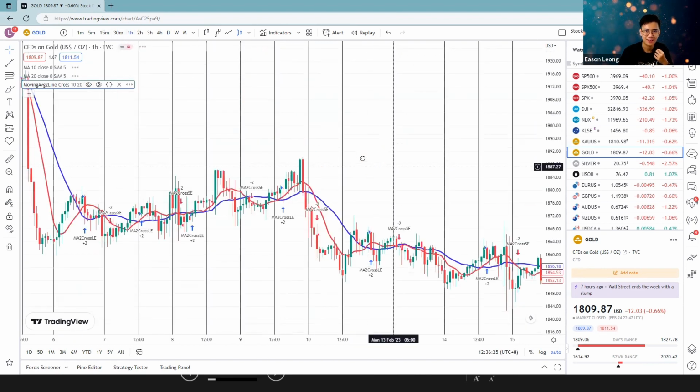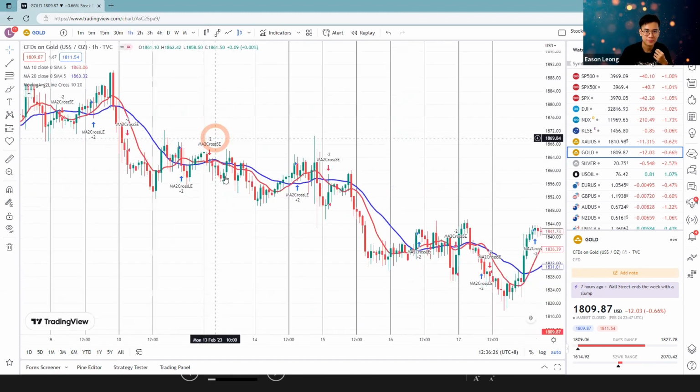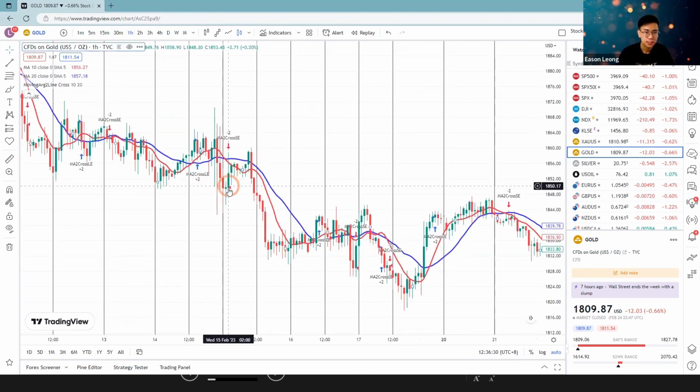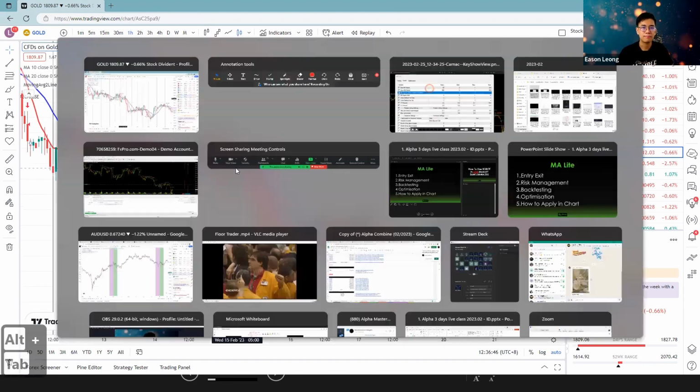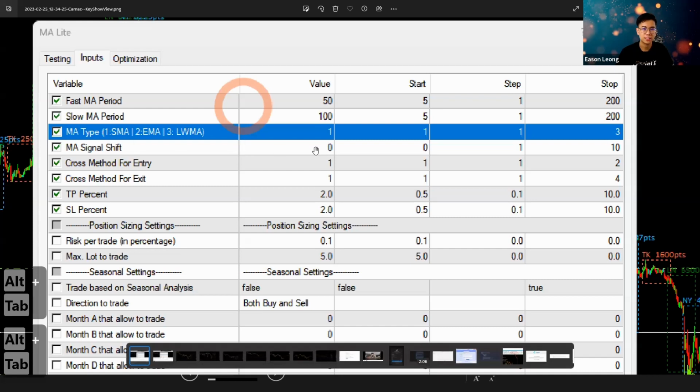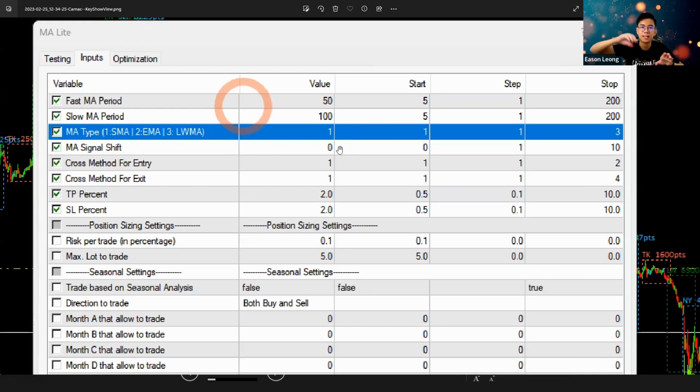Let me first search for another example. Okay, this one. You see, it crossed down, it made a sell. Pretty good. But suppose that it should wait for the pullback, right? So instead of selling here, we ask the signal to wait for 3 candlesticks, meaning 1, 2, 3. Only here do you enter. So that is the purpose of the moving average signal shift. We shift how many candlesticks. So let it automatically find the best shift for us.